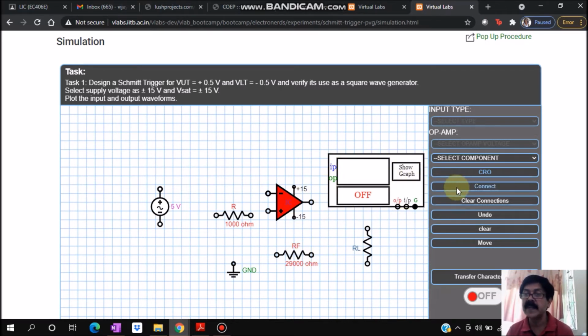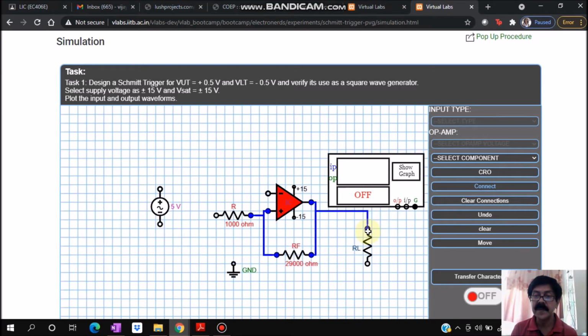Now we need to connect. Let's say I'm pressing connect. Then I am connecting, first, let's say, this non-inverting terminal to this one. Then this non-inverting terminal I am connecting to this one, RF. Then this output at this place. Then again this output to the load. Then this point to the ground. Similarly, this ground to this load.